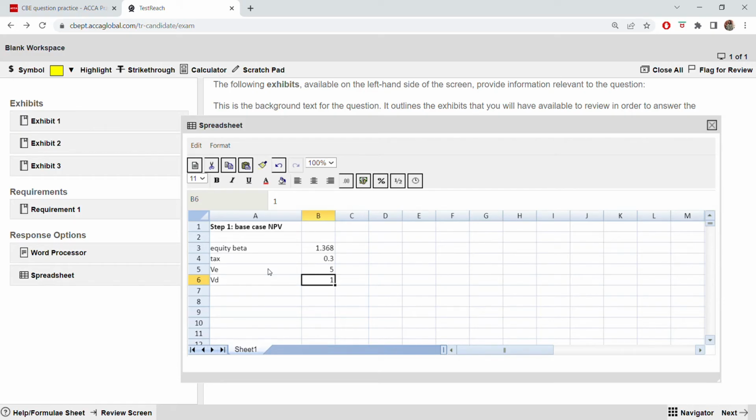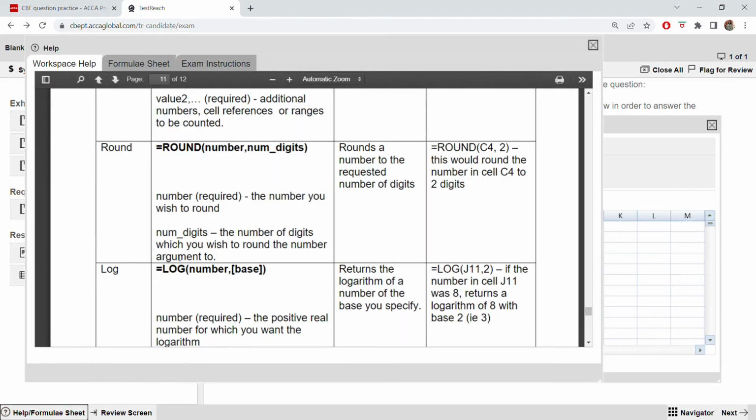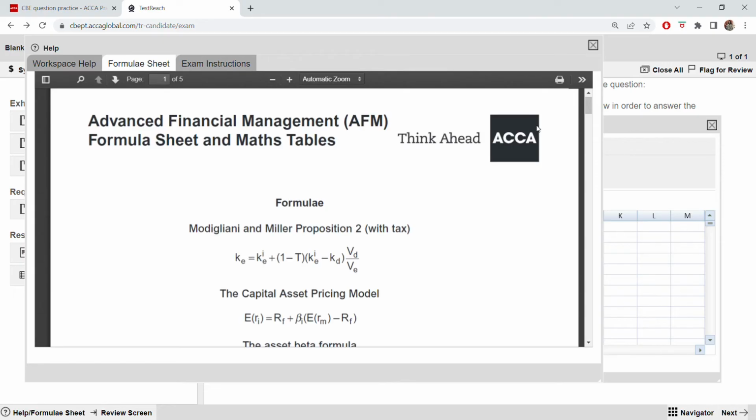Now what do you need? You need equity beta. Sorry, I'm sorry, you need asset beta. This also you can bold. You need your asset beta. Now is the time you do your formula. You don't write the formula. Which formula are we using? Formula sheet.